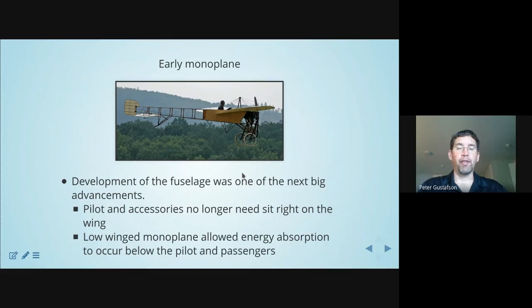Another thing that was quite important structurally as an innovation of the fuselage is that the structure below the pilot would absorb energy. If you happen to get into a crash event, the structure of the fuselage could absorb the energy rather than pass energy on to the occupant. And so therefore it made for a safer aircraft.